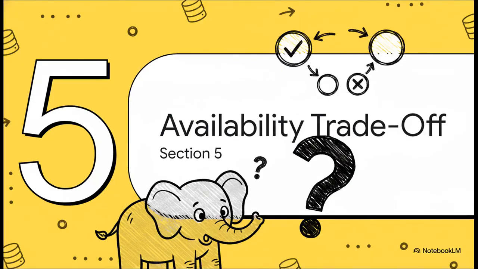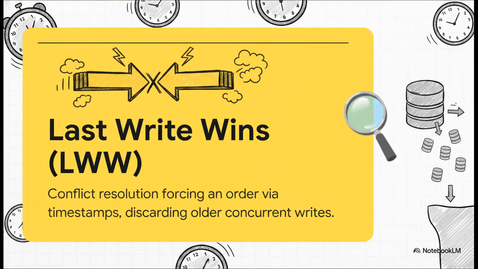Section 5. The availability trade-off. As we bring this all together, we really need to address the elephant in the room. What actually happens when 2 users successfully write conflicting data to different nodes at the exact same time, and there is no leader to decide who is first? Well, because those writes are concurrent, they don't have a natural order. There is no first. So we just have to force one.